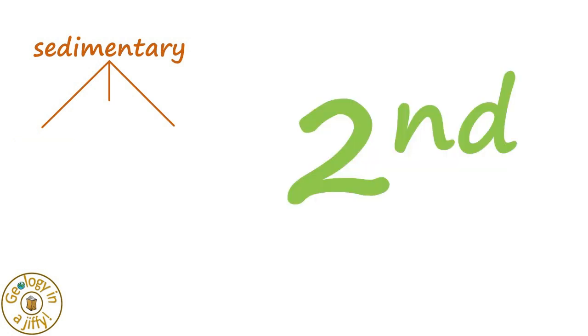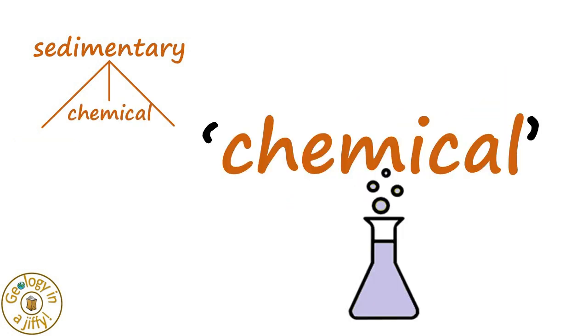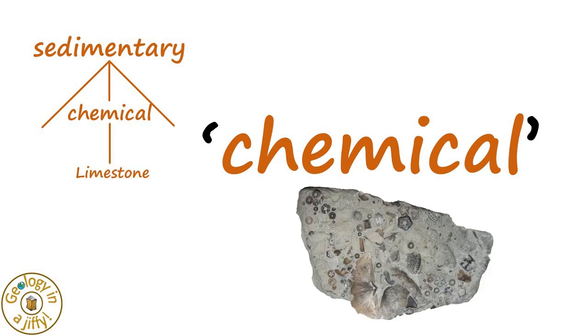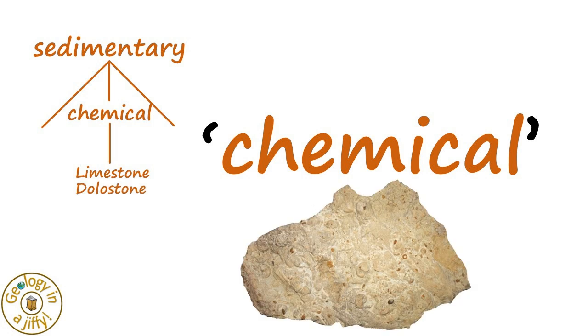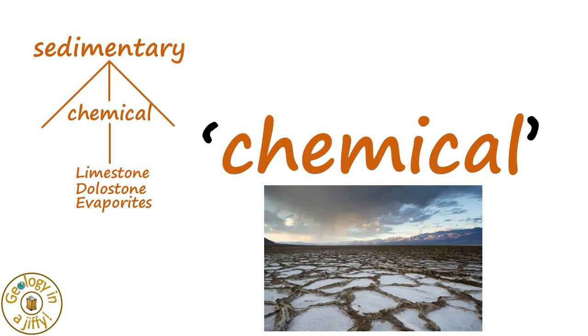Our second category of sedimentary rocks are the chemical sedimentary rocks, including limestone, made from calcium carbonate, often full of water-based fossils, and dolostone, a more magnesium carbonate-rich rock type, and evaporite-formed deposits such as gypsum and salts.